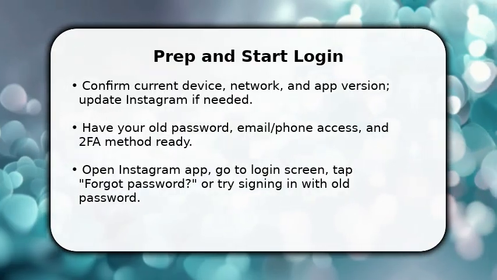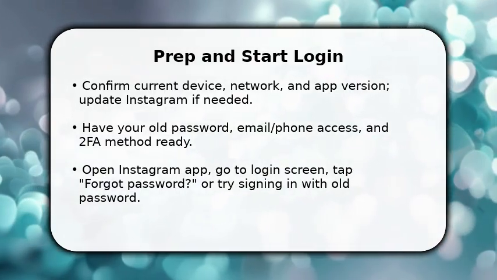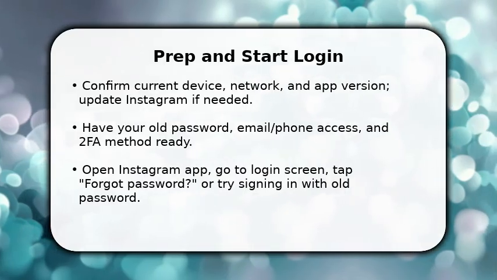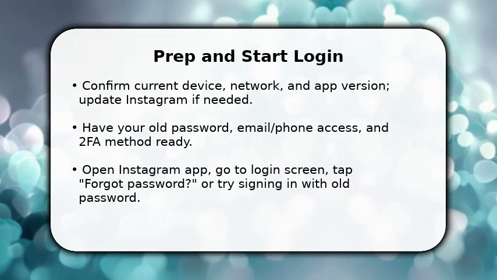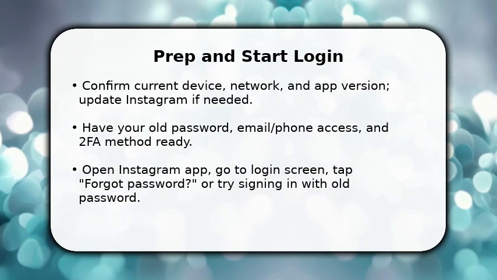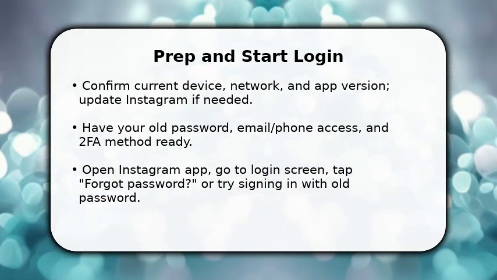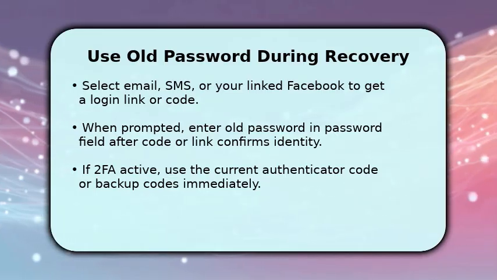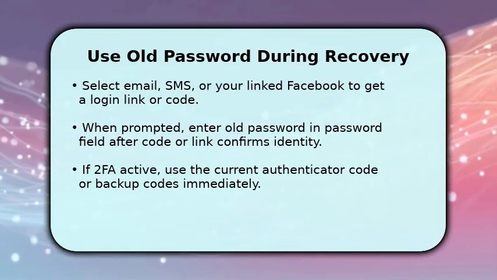If the app rejects it, tap Forgot Password and choose Email or SMS Recovery. Make sure to disable VPNs only if Instagram blocks location. This avoids extra verification delays and keeps the process smooth. Once you request a login link or code, check your email or SMS and open the message promptly. Codes often expire in minutes.